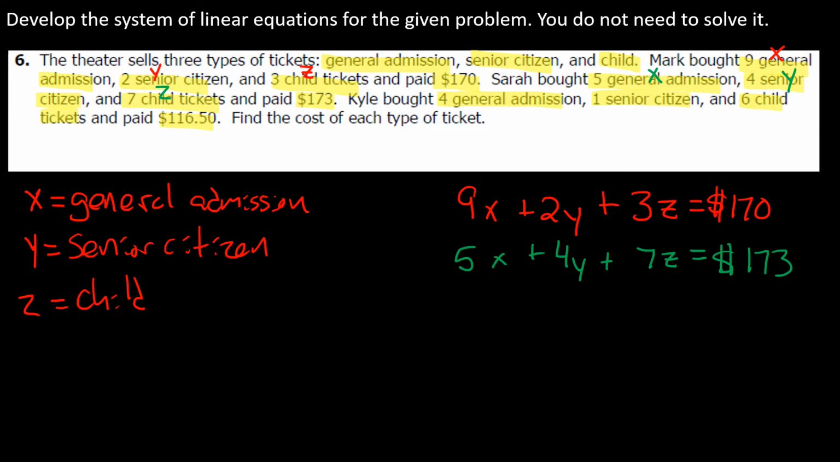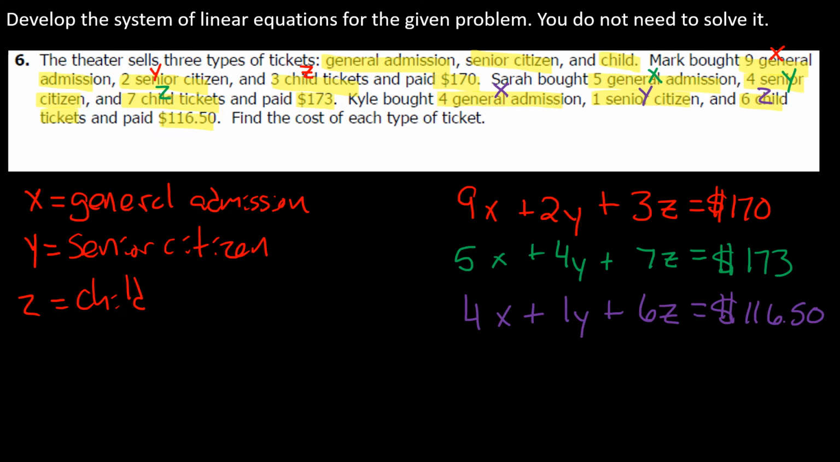$116.50. Okay, so then let's go ahead and tag these as 4x, 1y, and 6z. So I'll write that down here as 4x plus 1y plus 6z equals $116.50. And so this creates a 3-variable system, which our 3 variables would be x, y, and z. We don't have to solve this. We're not being asked to solve this. They just want us to come up with the actual equation itself.